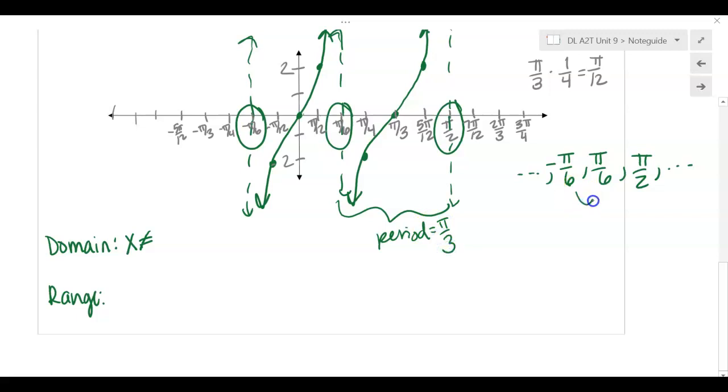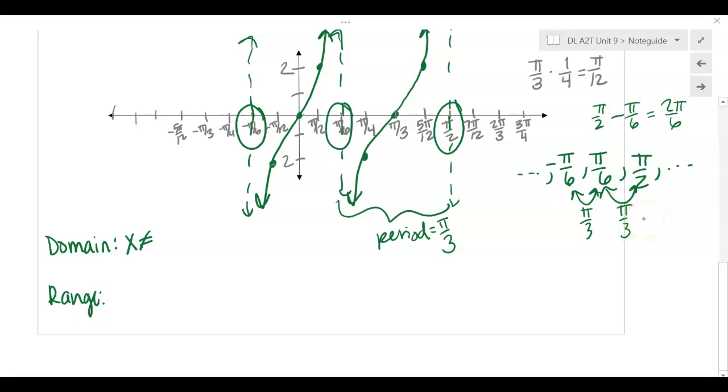Or you can literally subtract the different values. If I do pi over 6 minus -pi over 6, I get 2 pi over 6, which is pi over 3. And if I did it again for pi over 6 and pi over 2, if I do pi over 2 minus pi over 6, that's like 3 pi over 6 minus pi over 6 is 2 pi over 6, which again reduces to pi over 3.